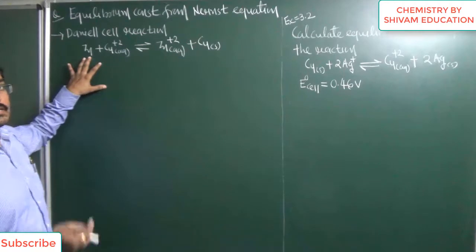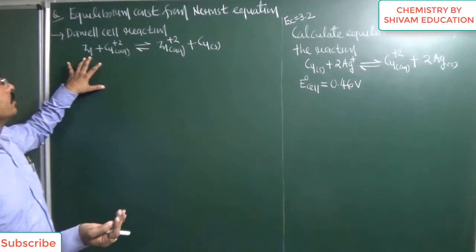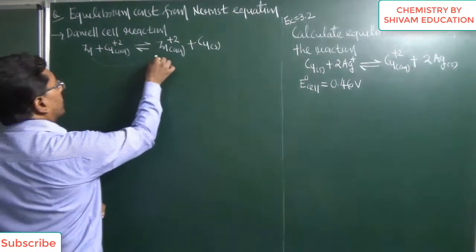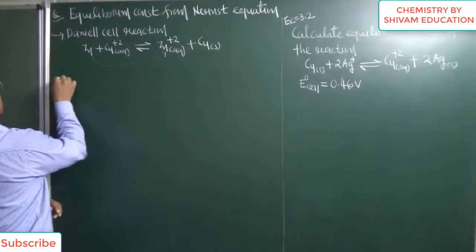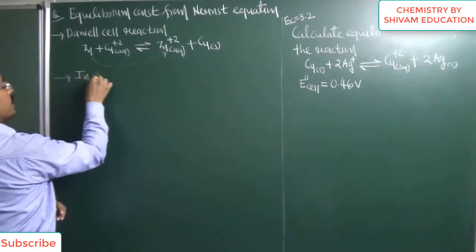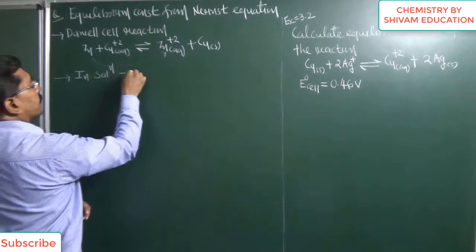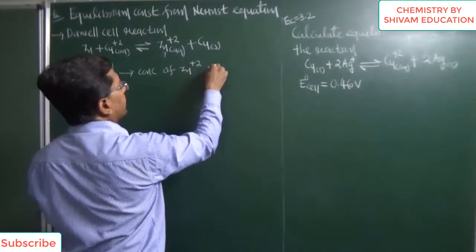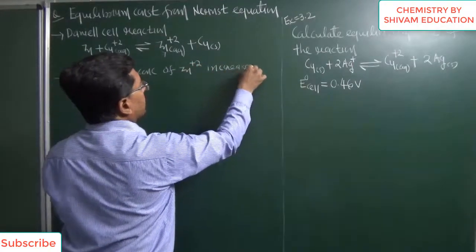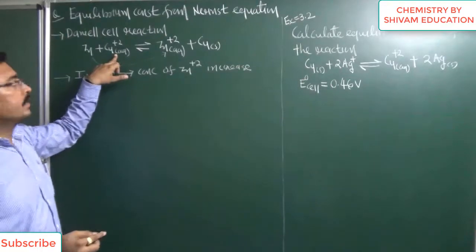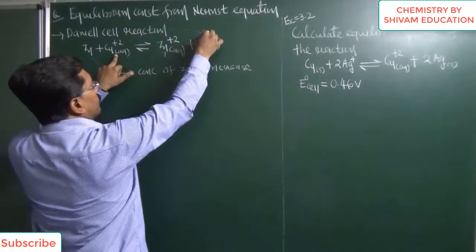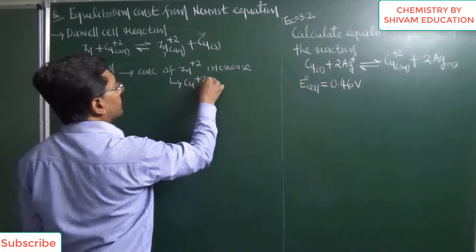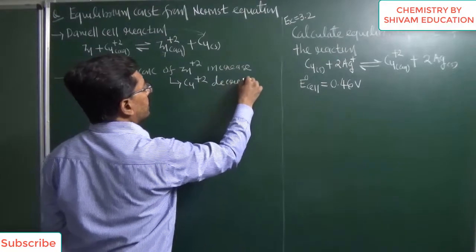Zinc is working as an anode and copper is working as a cathode. When the cell reaction occurs, it is observed that zinc starts to convert into Zn+2. So in the electrolyte solution, the concentration of Zn+2 will slowly increase. Similarly, the Cu+2 ion present in the solution starts to convert into solid copper. So we can write that the concentration of Cu+2 ion in solution will decrease.